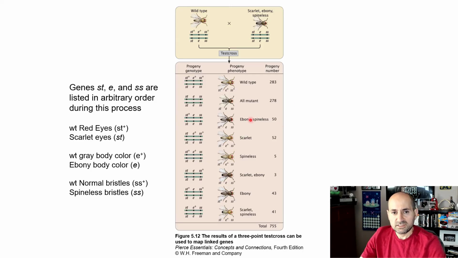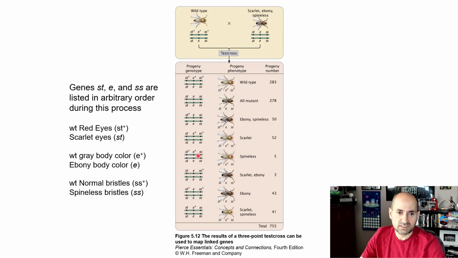Okay. Now look at the other combinations. There's 1, 2, 3, 4, 5, 6 other combinations. And 4 of them have bigger numbers. Look at this, 50, 52, 43, 41. Now look at these two, spineless, where only SS swapped over. You see you have ST plus, E plus, but SS swapped over. And scarlet ebony, again, where only the SS swapped over. You had ST, E, and then SS plus.